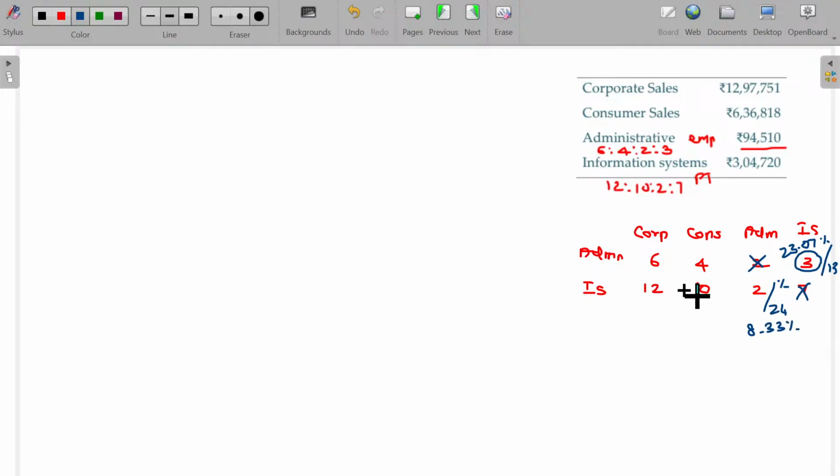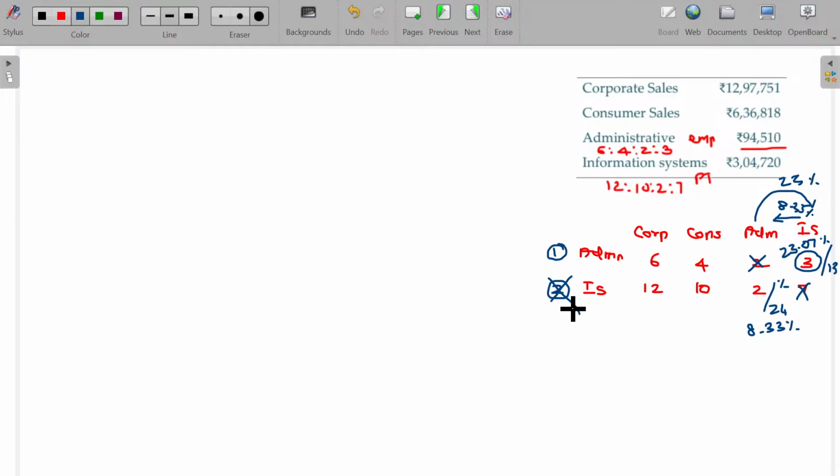Admin gives more support. 23% is supported by admin to IS. In reciprocal, IS gives support only 8.33. So as per this, admin will be the topper, IS is the second topper. Otherwise, I assume that admin only supports IS. IS support to admin seems to be insignificant. You no need to reallocate.